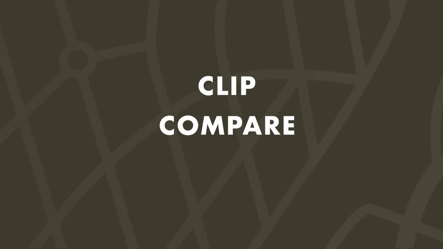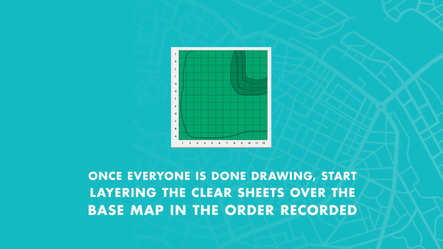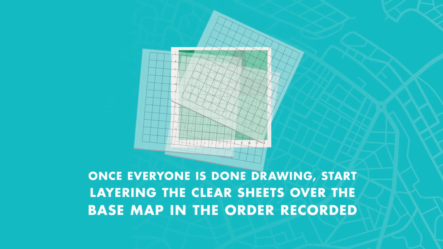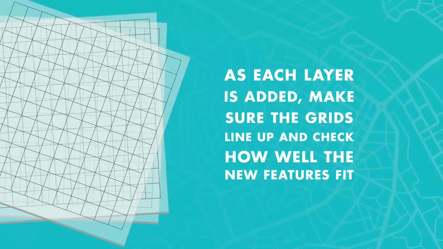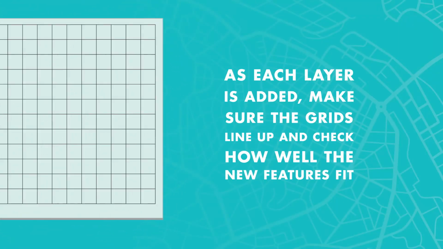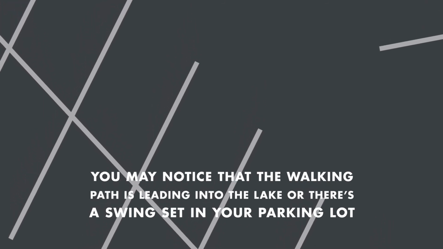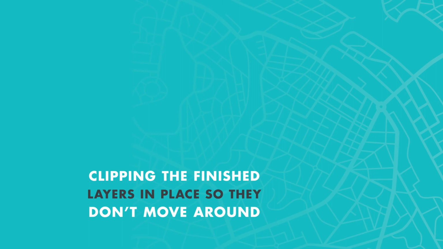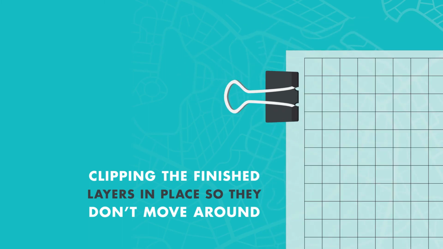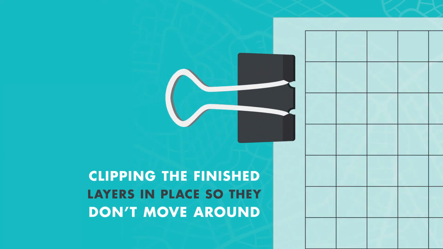Next, let's clip, compare, and adjust. Once everyone is done drawing, start layering the clear sheets over the base map in the order recorded. As each layer is added, make sure the grids line up, and check how well the new features fit. You may notice that the walking path is leading into the lake, or there's a swing set in your parking lot. Make the adjustments as you go, clipping the finished layers in place so they don't move around.